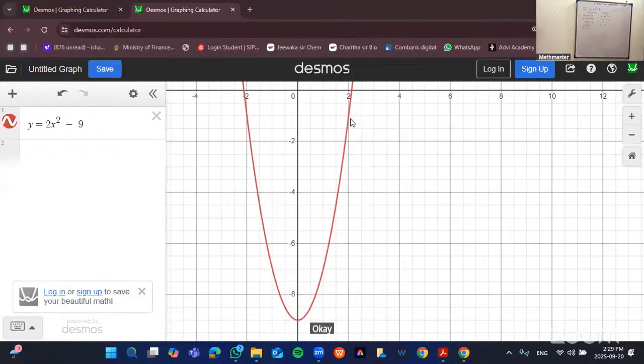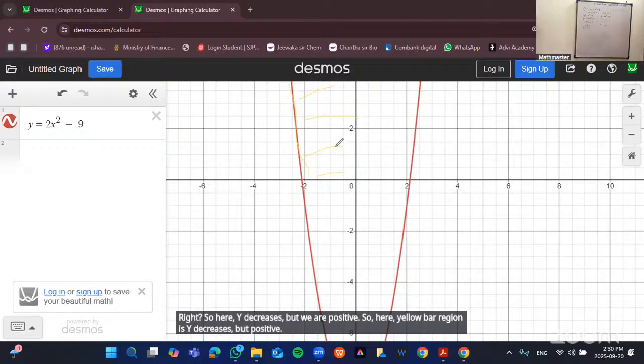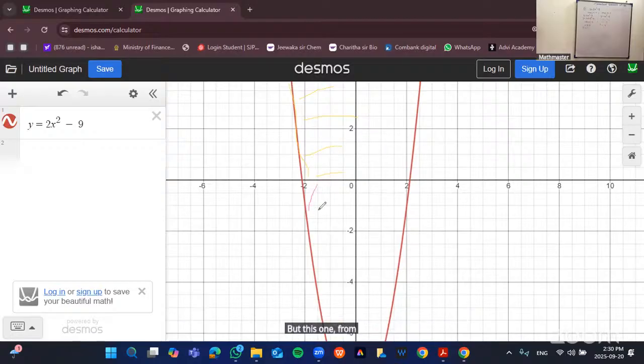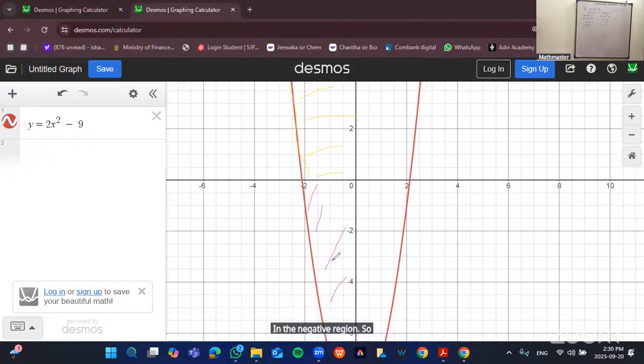Okay, so here, from here to here, this region, y starts from here, then it decreases, right? So here y decreases, but where is it? Positive. So the yellow color region is where y decreases, but positive. But this one, from here to here, this region, same y, the y decreases, but in the negative region. So this pink region is where y decreases, but negatively.